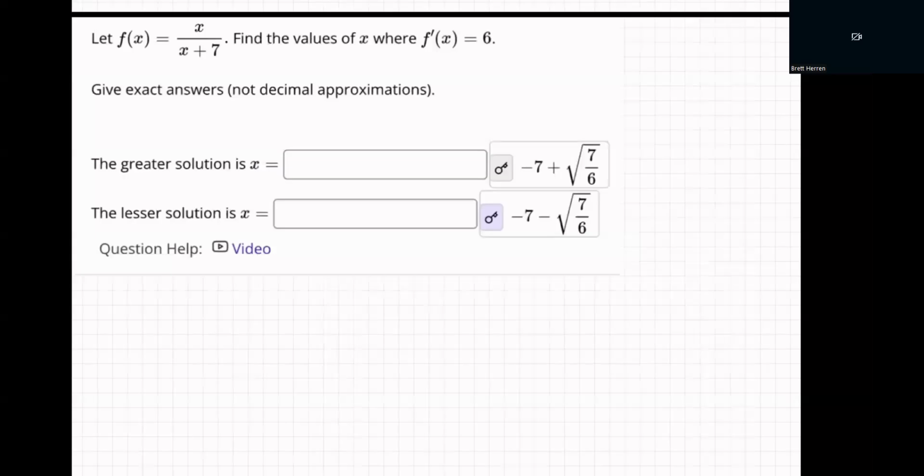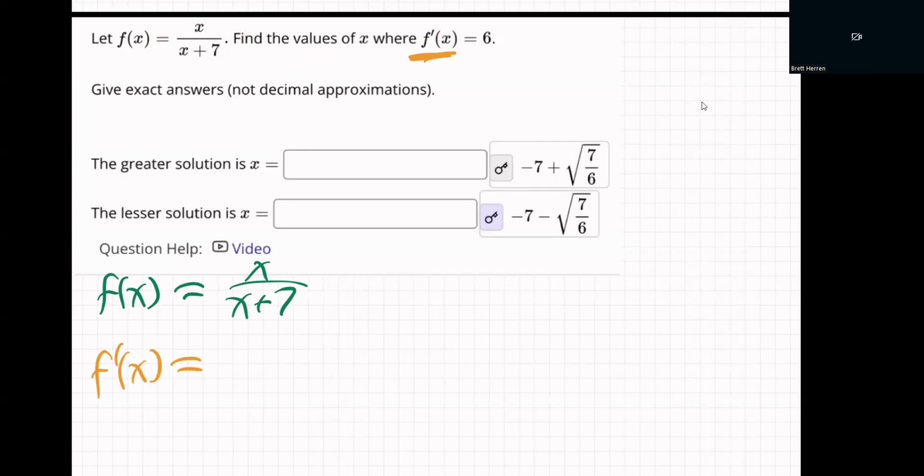Here we have a question that has a function that's a fraction, and they want us to find where f prime of x equals 6. Okay, let's bring it on down. So we have f of x equals x over x plus 7. Start by, they want the derivative, right? See that prime mark right there? We gotta take the derivative. So let's take the derivative.